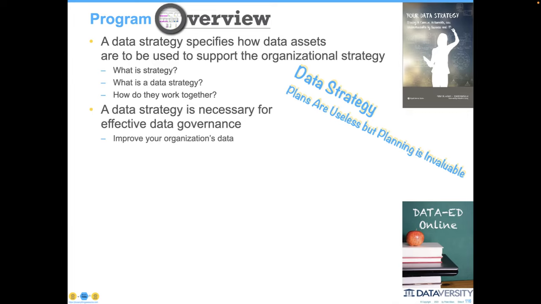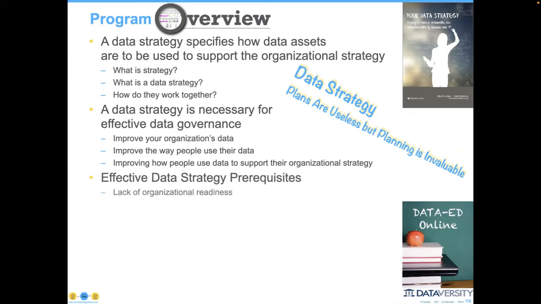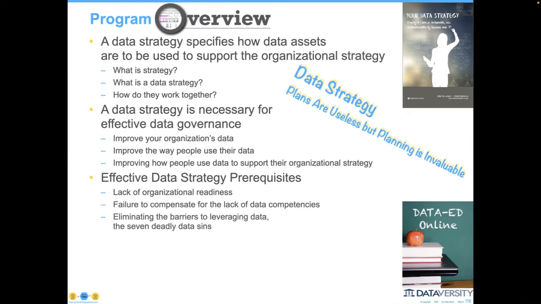And if you want to improve your organization's data, you need also to improve the way people use that data in order to support strategy. If you don't look at those second two steps in that process, you will not have good success. Finally, lack of organizational readiness, failure to compensate for data competencies, and eliminating the barriers to leveraging data are three things that people have to do in order to do more with your data.